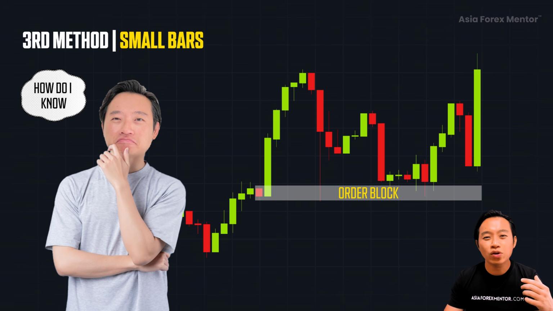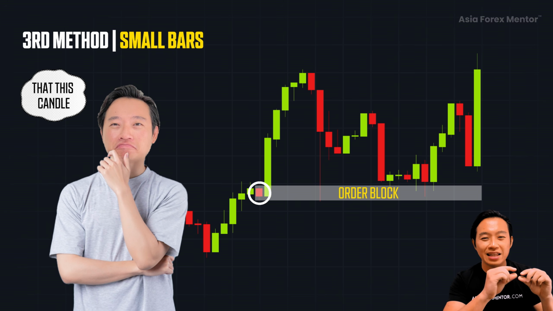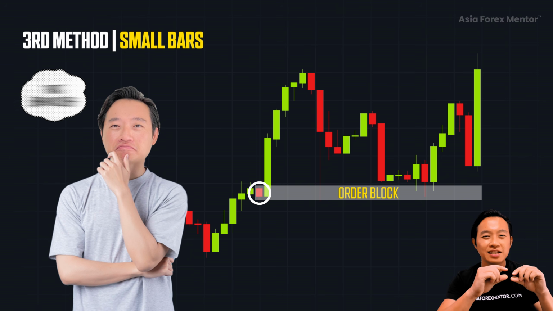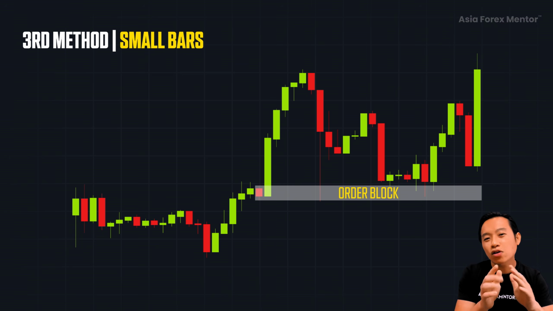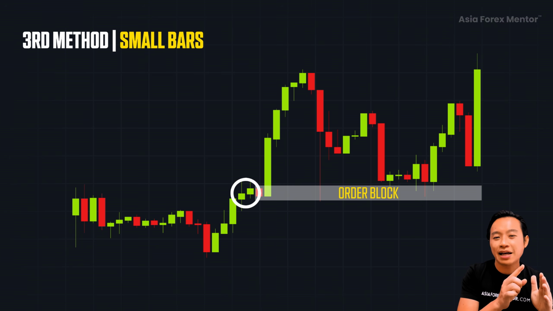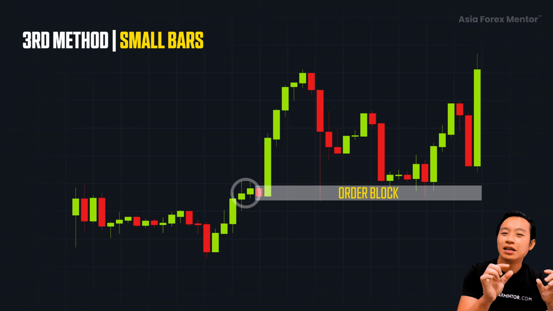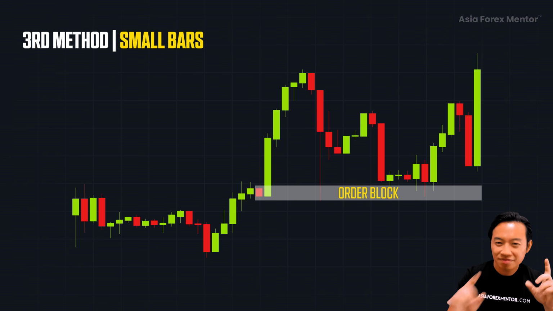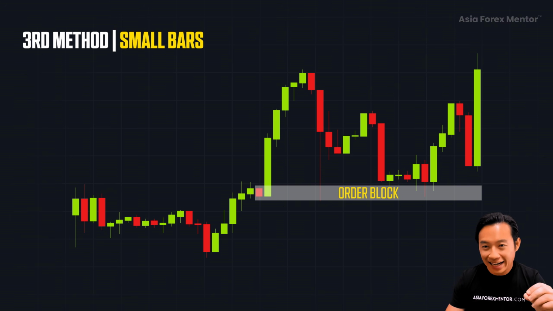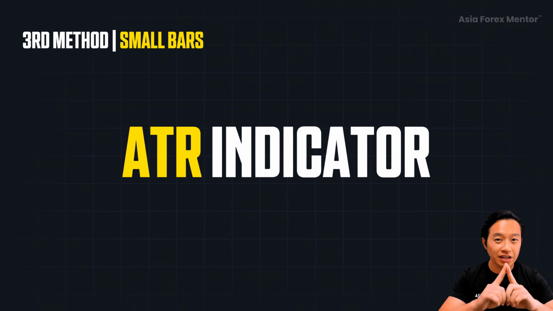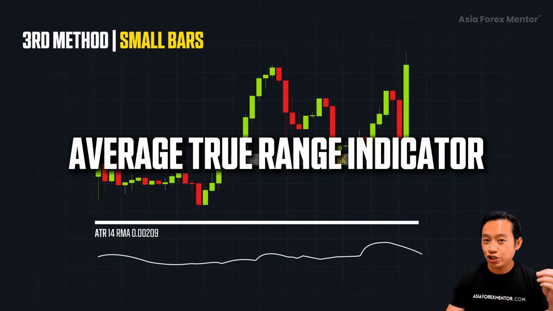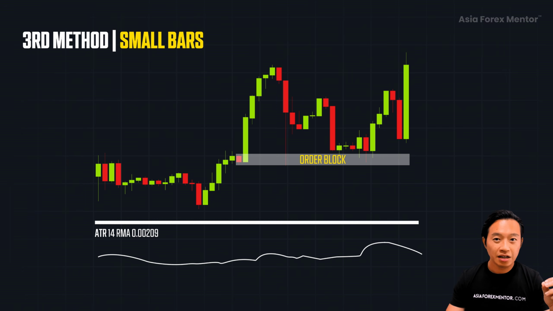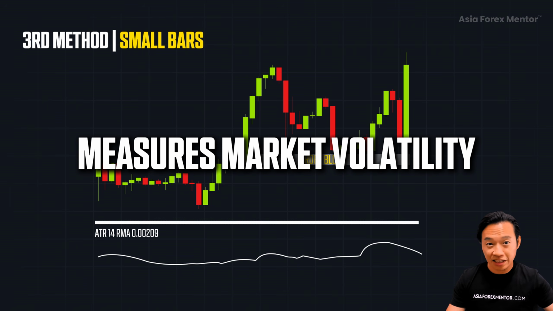Ezekiel, how do I know that this candle that I'm looking at is smaller than the average candlestick range itself? If you see, I look at the last two bars beside me, it's the same size, right? Okay, now, here's what you can do. You can measure it by adding the ATR indicator. The ATR indicator is the average true range indicator, that measures the market volatility.